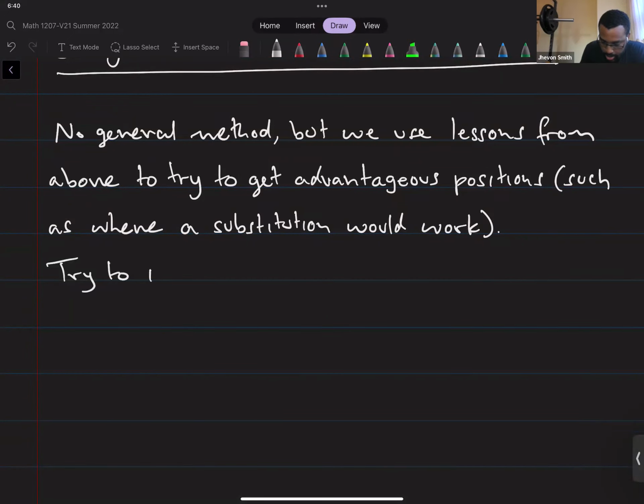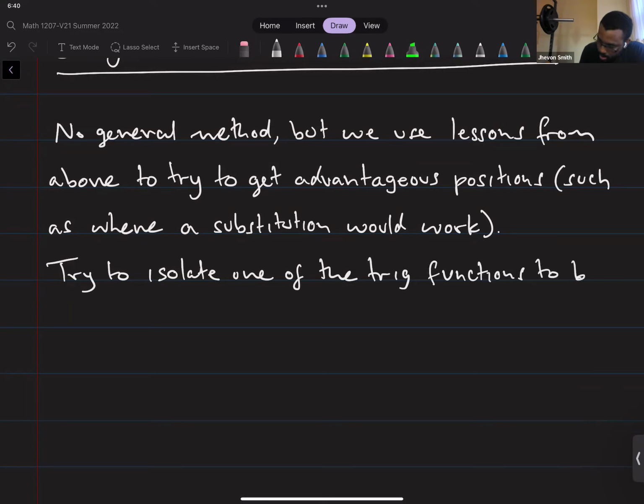Try to isolate one of the trig functions to be a du, if possible. Right, so other than that, I can't really tell you anything generally.